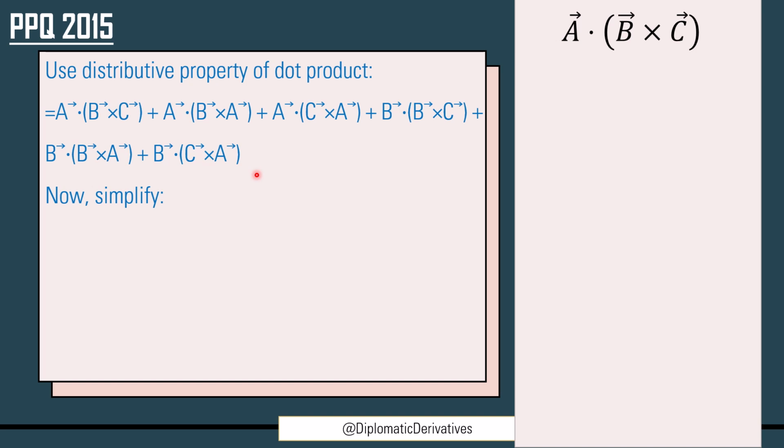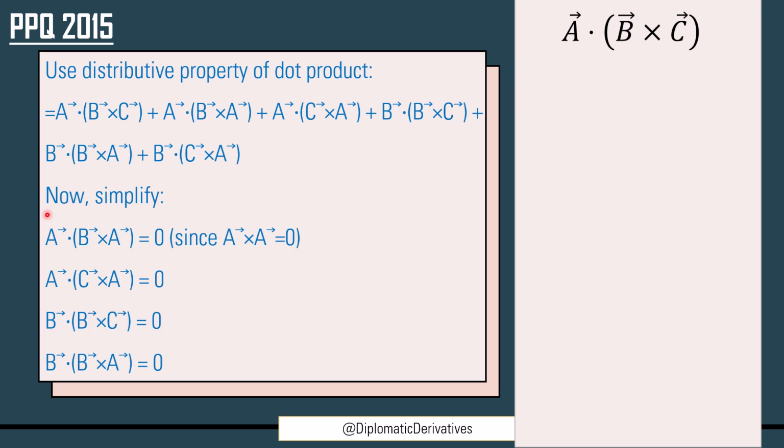Now you have to be careful here. How are you going to simplify this entire thing? A dot b cross a, which you see here, this part: when you use the distributive property on this particular thing, what do you get? You get a dot b and a dot a. Sorry, it's cross, so you get a cross a. Since a cross a is 0, this entire thing becomes 0.